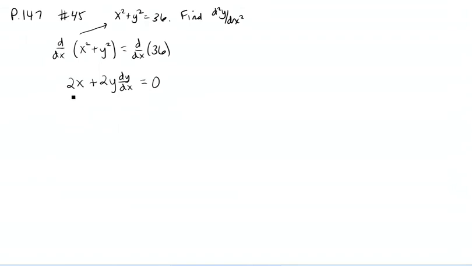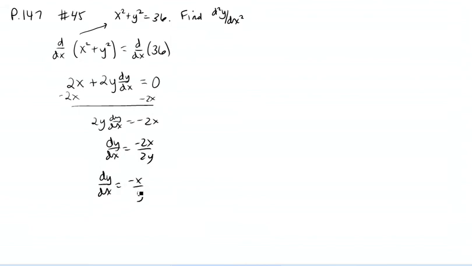Okay, I'm going to solve for dy dx by subtracting the 2x over to the other side. So now I have 2y dy dx equals negative 2x. I'm going to divide. So dy dx is negative 2x over 2y, or dy dx equals negative x over y. That's the first derivative. All right.